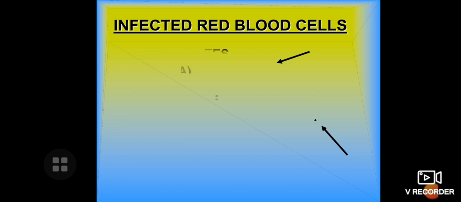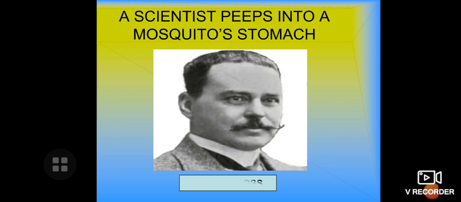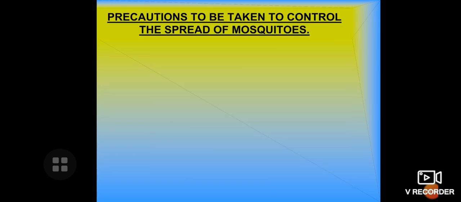Infected red blood cells. These are the infected red blood cells. These parasites, protozoa, start infecting the red blood cells and spread all over the body. And this is the scientist who peeped into the mosquito's stomach, Ronald Ross, and who told us about the malaria disease.